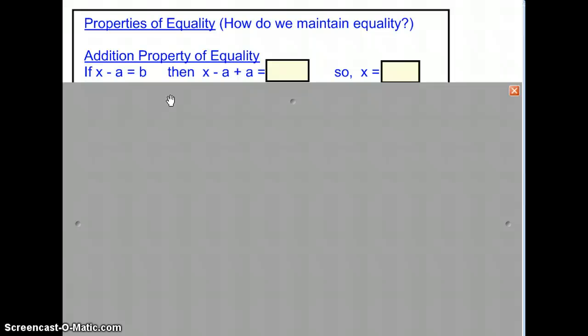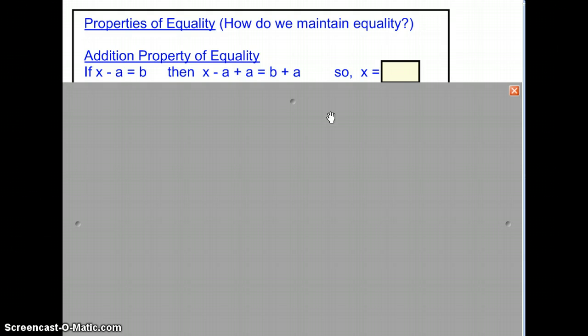It was subtraction. So here we see x minus a equals b. If our goal is to isolate x, then we need to get rid of this minus a. And so what is the inverse of minus a? Casey? Plus a. Good. So here we see if x minus a equals b, then x minus a plus a would equal b plus a. Say it. Plus a. What you do to one side of the equation, you must do to the other side in order to maintain equality, right?